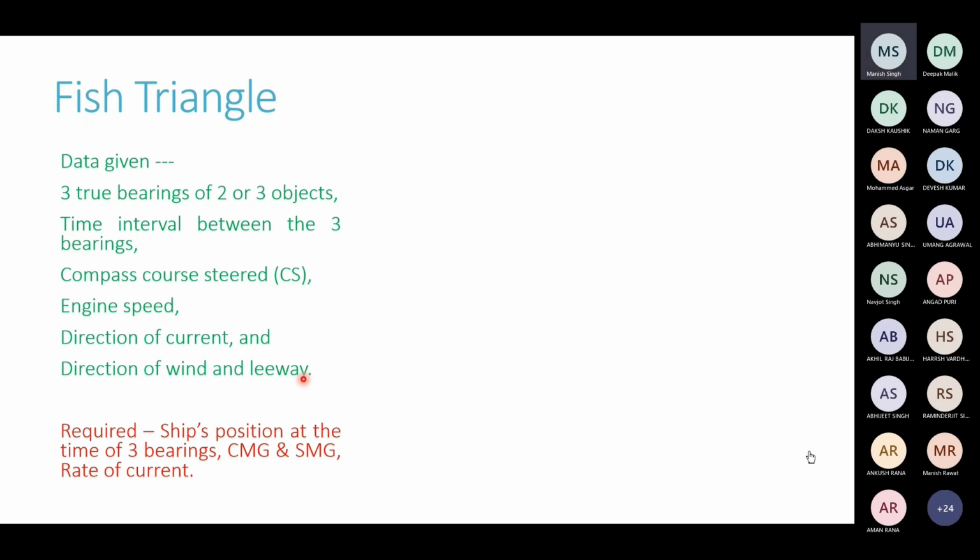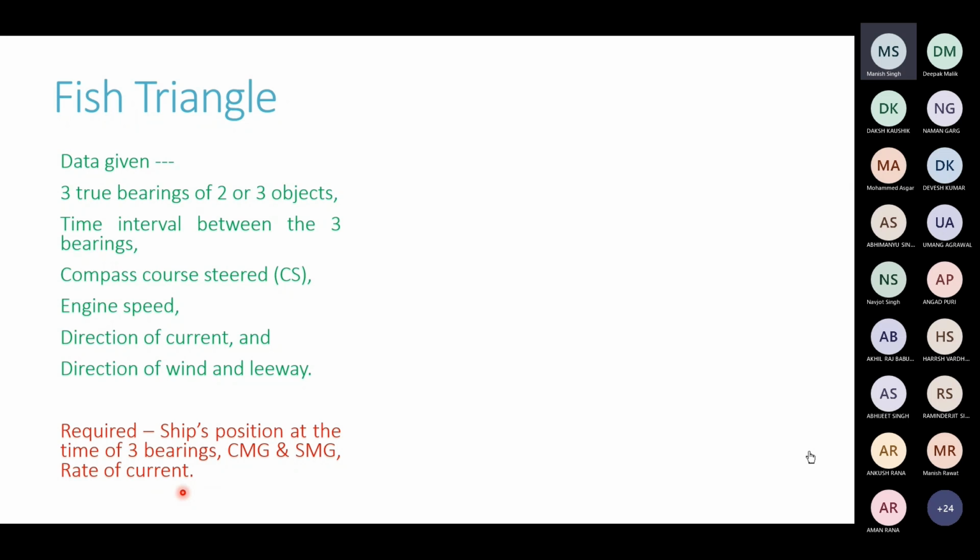And what are we required to find out? We are required to find out the ship's position at the time of these three bearings, these three observations. We need to find the course made good and the speed made good. And we also need to find the rate of the current. So this is a specific question where the rate of current is intentionally not given to us.